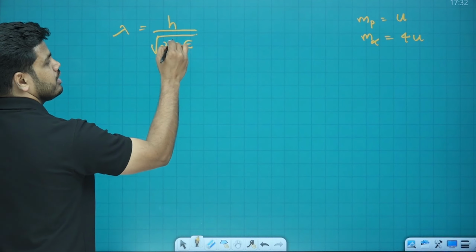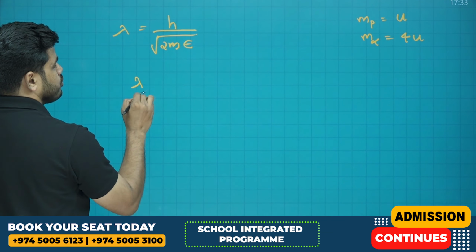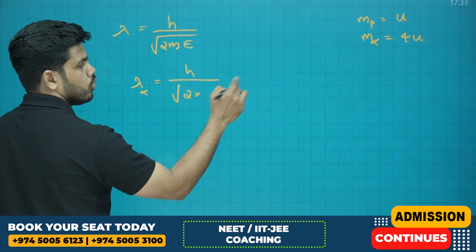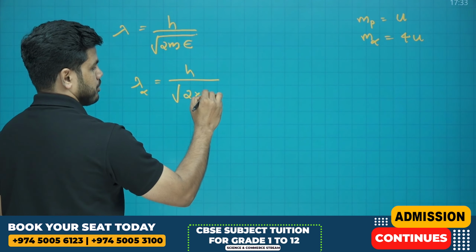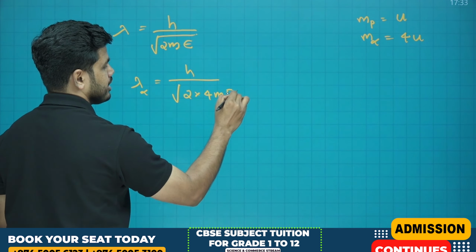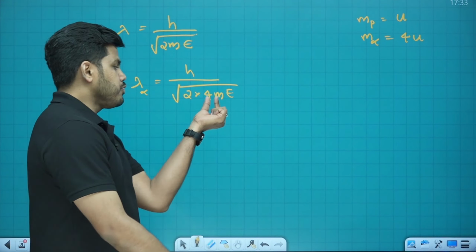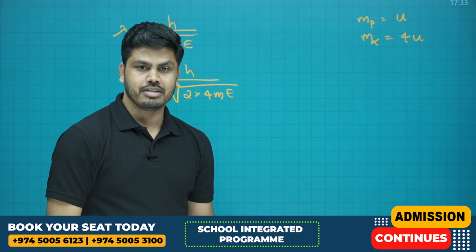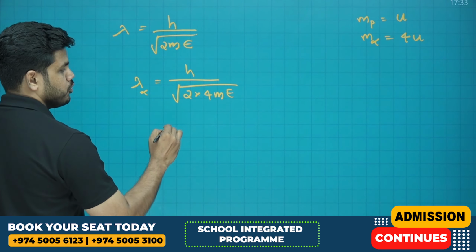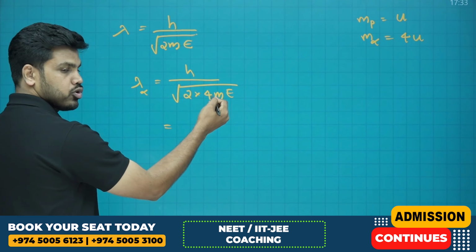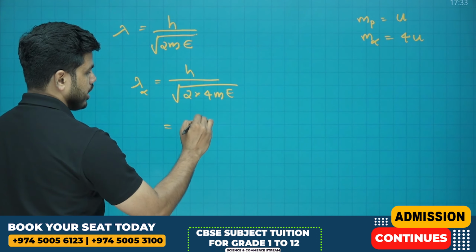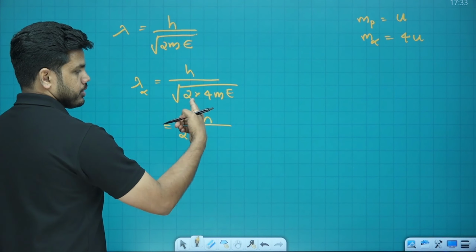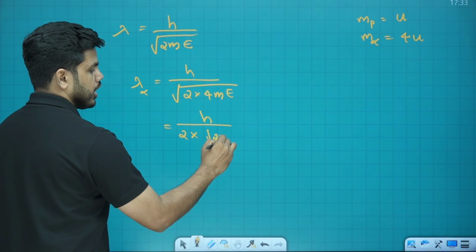If it is an alpha particle, lambda of alpha is going to be h by root of 2 into 4m into E. That is the only difference. If m is the mass of a proton, the mass of the alpha particle is 4 times that. If you take that 4 out, it will be the square root of 4, so it becomes 2. So we get h divided by 2 into root of 2mE.